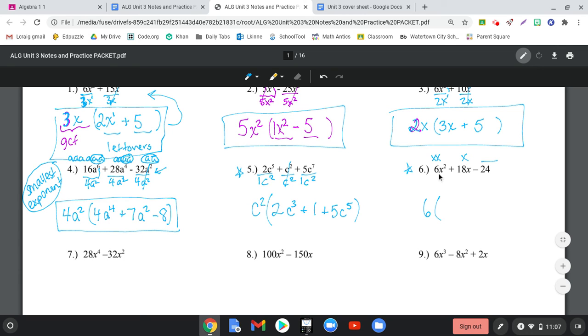All right, so 6x squared divided by 6, 18x divided by 6, and 24 divided by 6. So this is just going to give us 1x squared plus 3x minus 4.